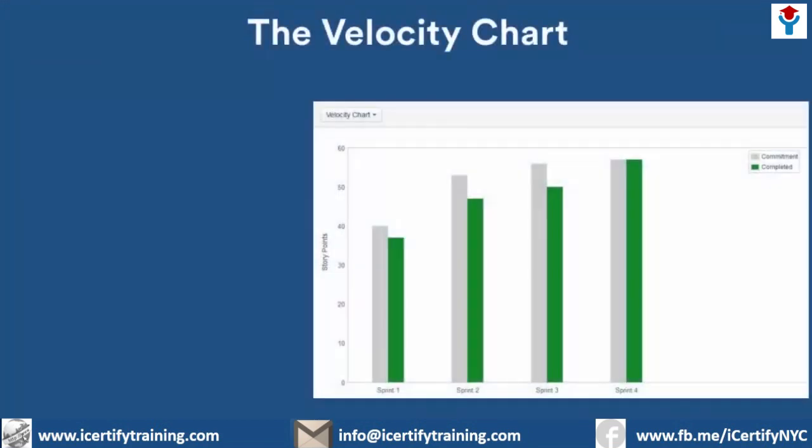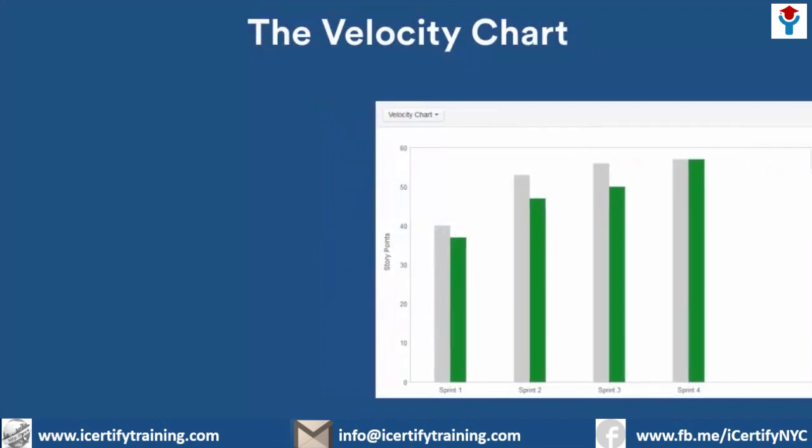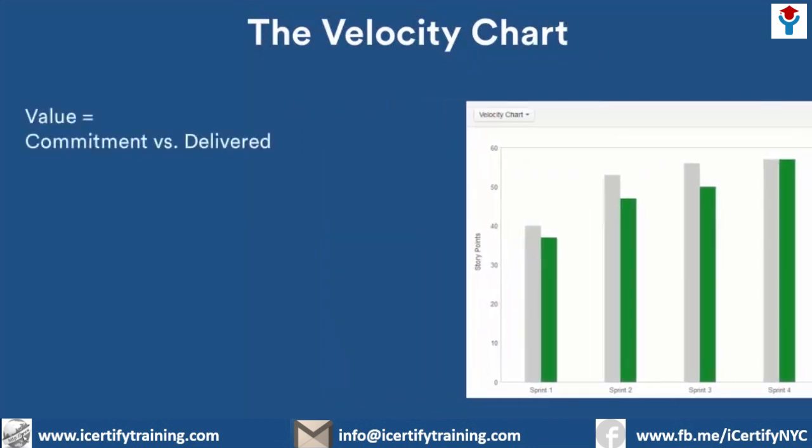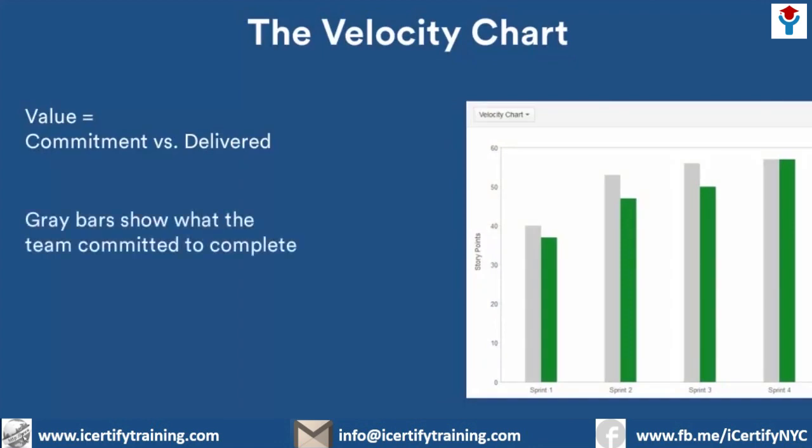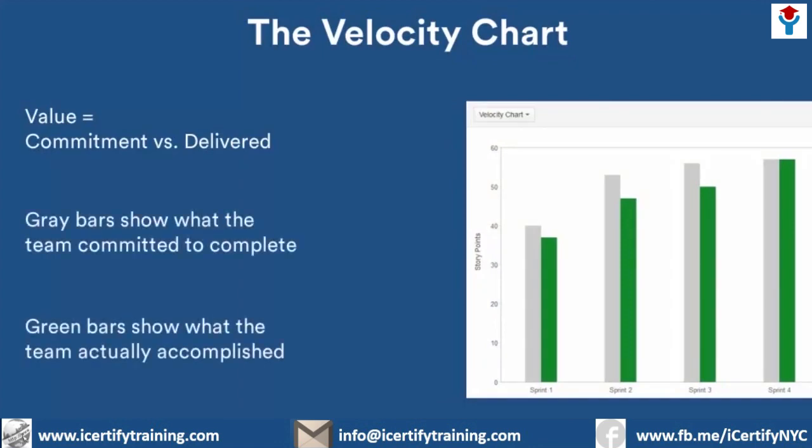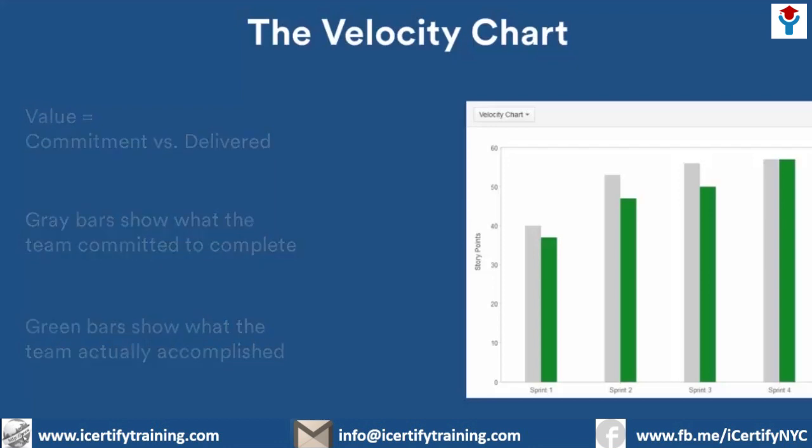Next is the velocity chart. Velocity is a key term for Agile teams. It expresses the value a team delivers during an active sprint. We determine value by comparing committed work to completed work. To sum it up, the velocity report shows how close the team is getting to their estimates.